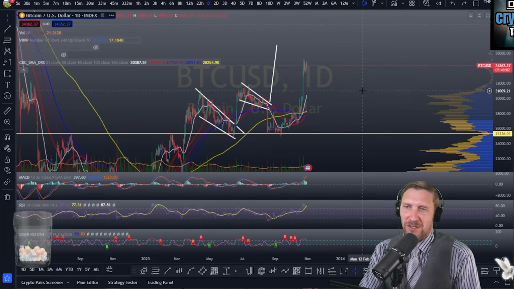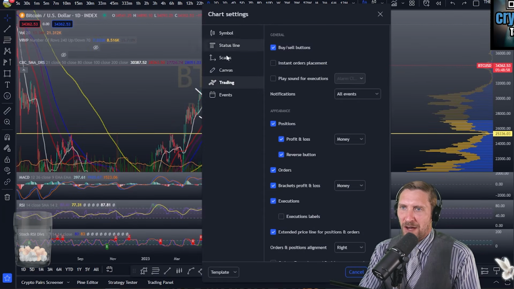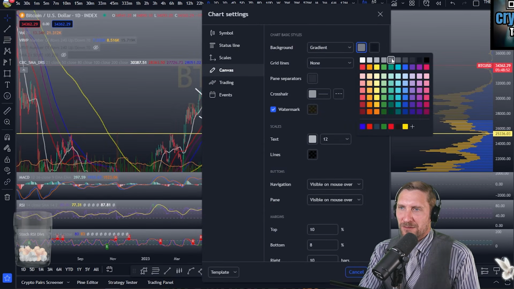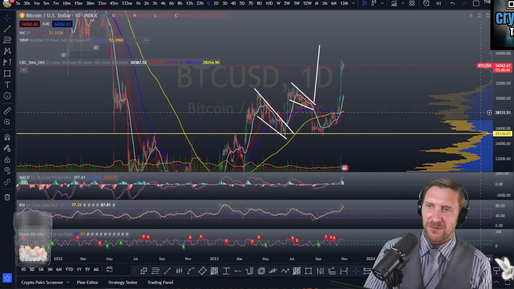The background can be changed. You can add gradients. You can do so many different things. Like right here on my background, on the canvas, I added a gradient, right? A little lighter or a darker gradient, but it's a nice little gradient. It gives the chart a cool futuristic look instead of just black.